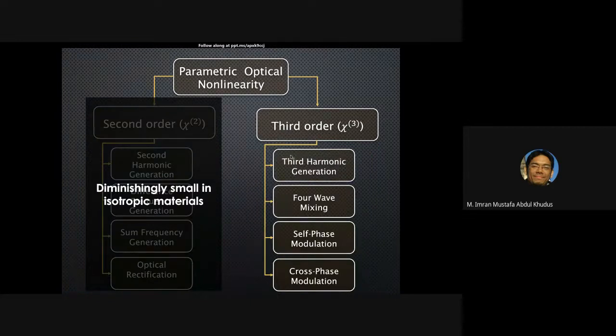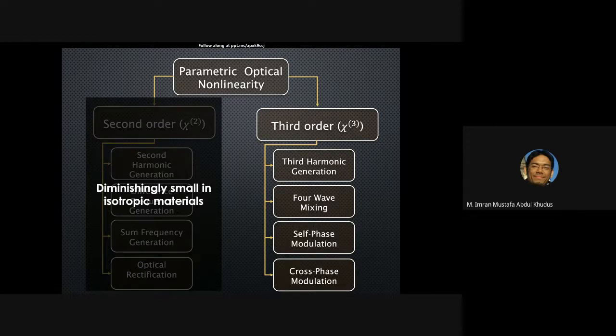Now, as I said before, in isotropic materials, meaning something which doesn't have a crystalline structure, isotropic means it looks the same everywhere, so on average it looks the same everywhere. So this is diminishingly small. We do get this sometimes. If you have something like a microfiber, which we'll talk about a bit later, because the microfiber is so small, you do get some effects from the edges, but typically it's really very small. So you don't really get this in something like silica or even tantalum dioxide.